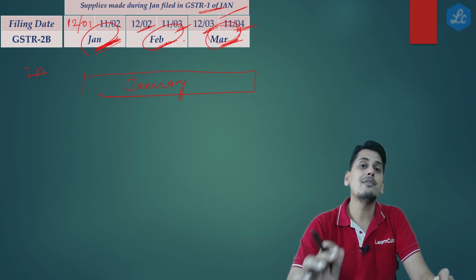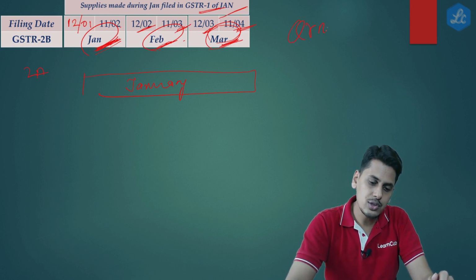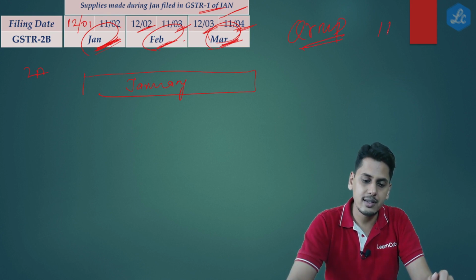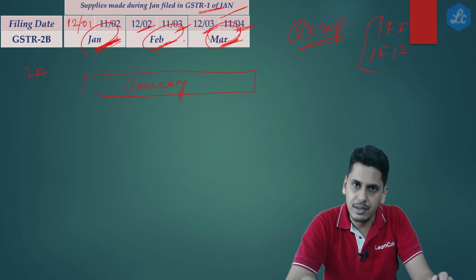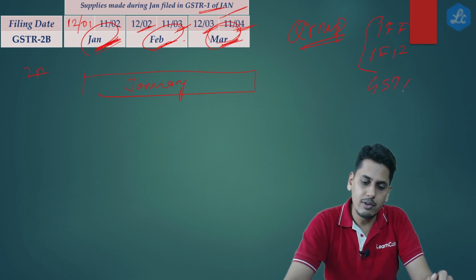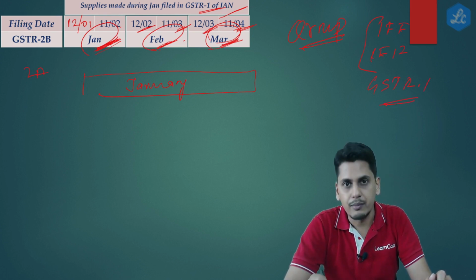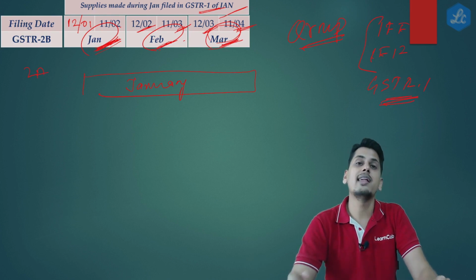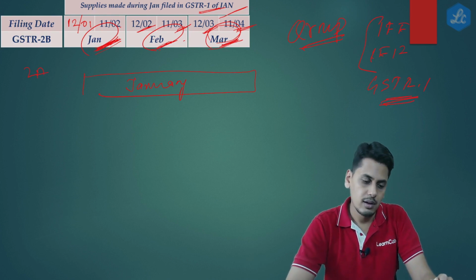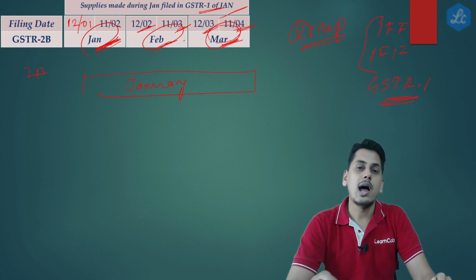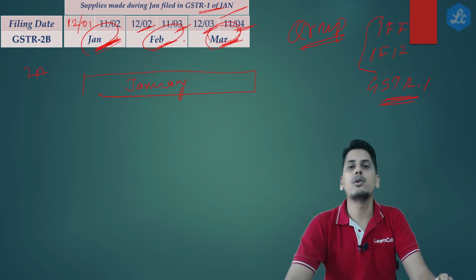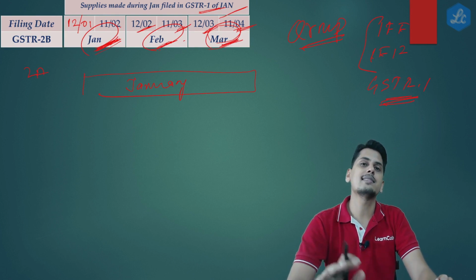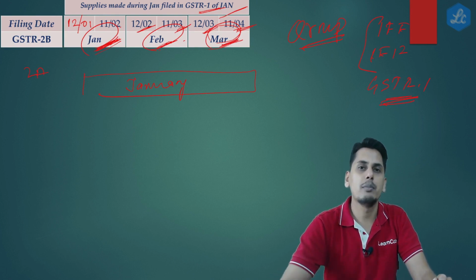So friends, you have QRMP scheme fellows. Those QRMP scheme fellows, for the first and the second month, they would be filing invoice furnishing facility, and then they would be filing GSTR 1 for the entire quarter. Now friends, let's have a look how GSTR 2B report would be there if my supplier happens to be a QRMP fellow.